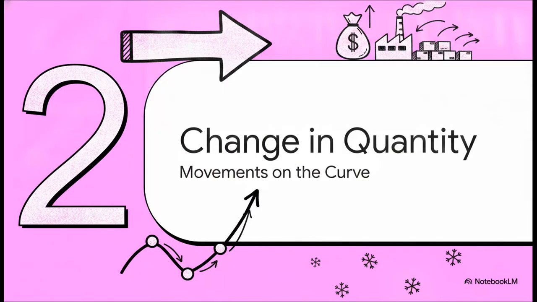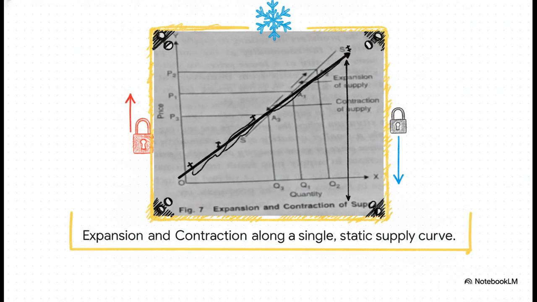Moving right along to Section 2, movements, specifically a change in quantity. To really visualize this frozen reality we just talked about, I want you to imagine this upward-sloping supply curve is bolted securely to the graph. I mean, it is not going anywhere. It acts as a single rigid track for any price reaction. Because we've locked all those outside factors constant, the producer's actual capability to make things hasn't changed at all. Only the price tag on the shelf is changing.